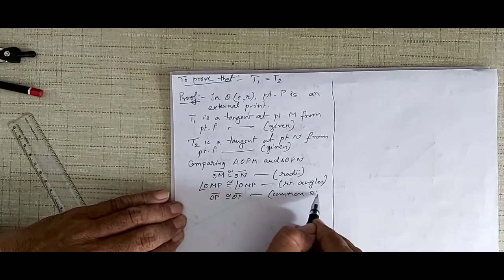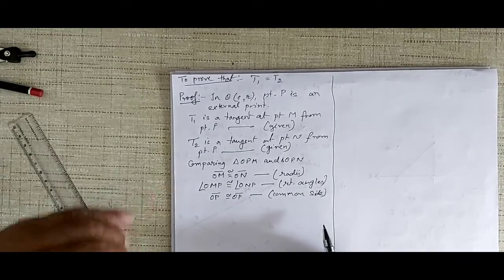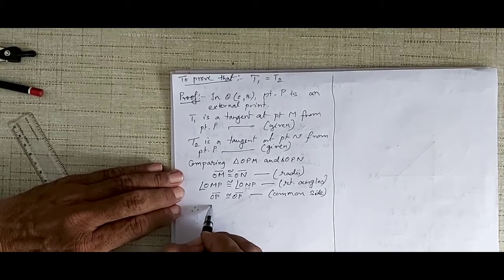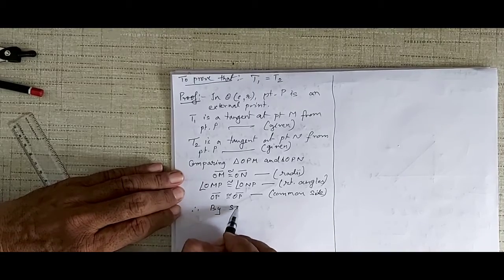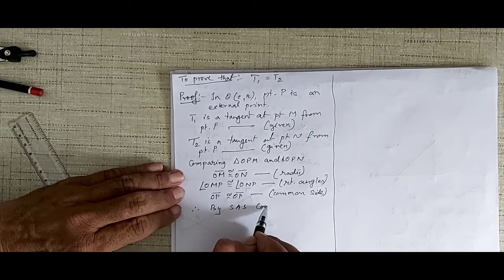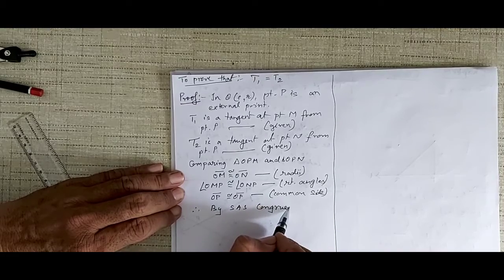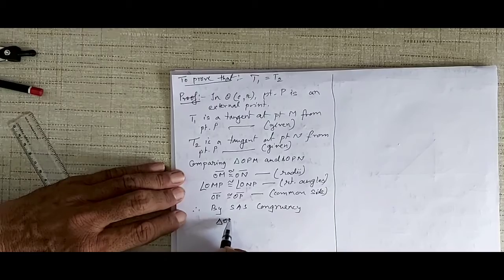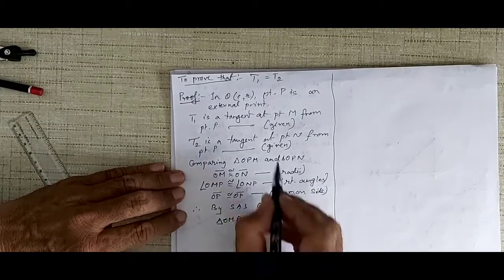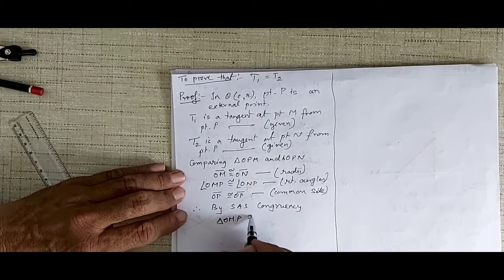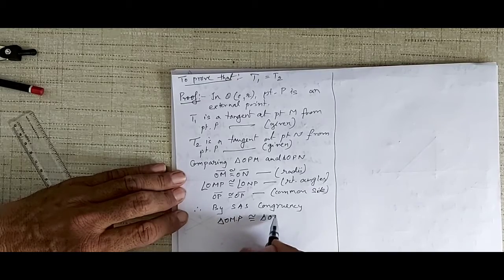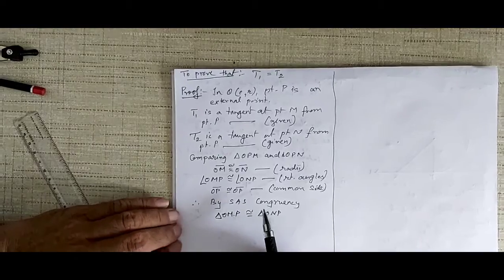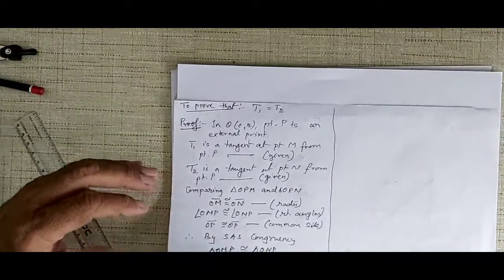Common side. So you can see side, angle, side, by SAS congruency. Therefore, by SAS congruency, remember congruency, not similarity, triangle OMP or triangle OPM is congruent to triangle ONP. OMP, OPM, this is the same thing. The triangles are congruent. So what can you say if the triangles are congruent?